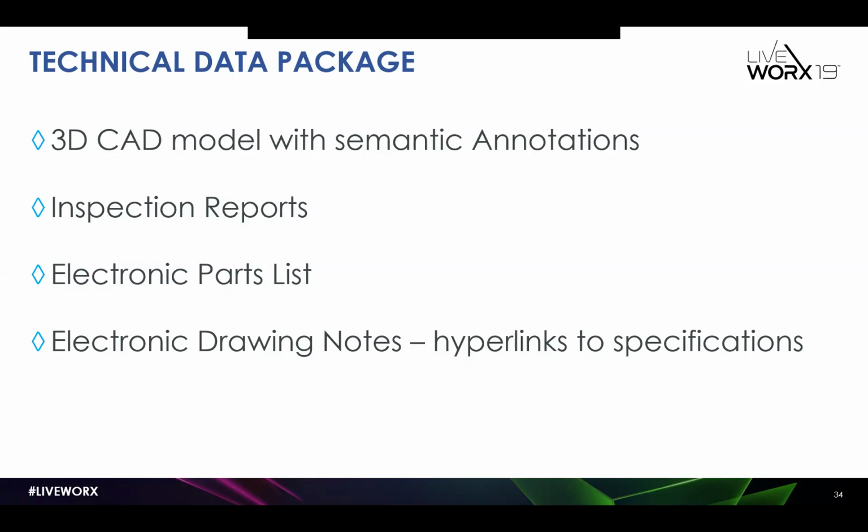We have to get away from 2D drawings that get saved as a PDF and then printed out. A technical data package contains electronic information that can be leveraged by your downstream internal customers. A technical data package includes a 3D CAD model, either a native Creo Parametric file or an AP242 STEP file, with semantic or machine-readable 3D annotations that can be used by manufacturing. Inspection reports, including first article inspection and critical characteristics. Electronic parts lists that can be used by procurement and inventory. And drawing notes that can be updated automatically with changes to specifications.